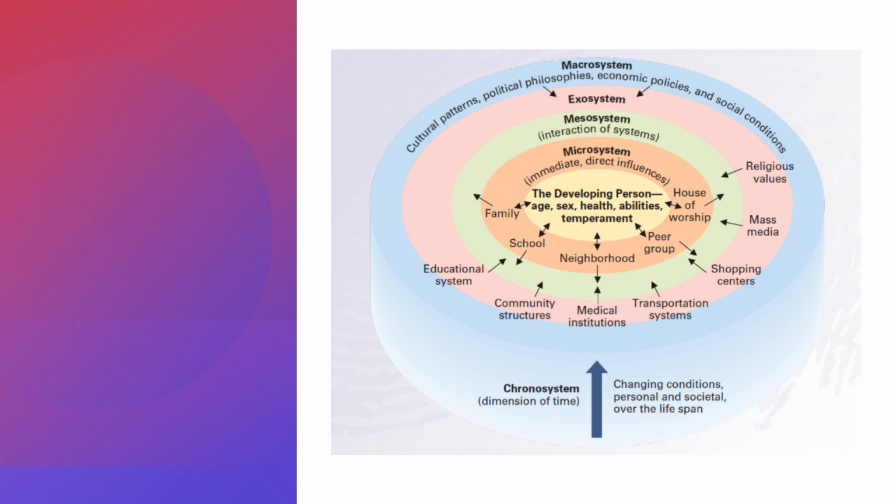And then what you have in between those layers is something called a mesosystem. And that mesosystem is the area in which all of these things interact. And then finally, the outside system is a macrosystem. And it's cultural patterns, political philosophies, economic policies, and social conditions that exist. Whether or not people realize it at any given point in time, all of these things are interacting with who you are and how you're developed, and how you grow as a human being.